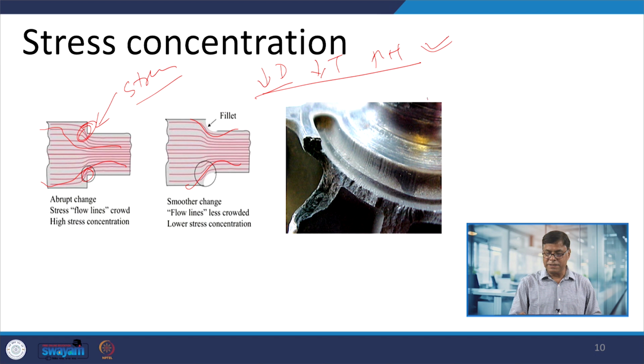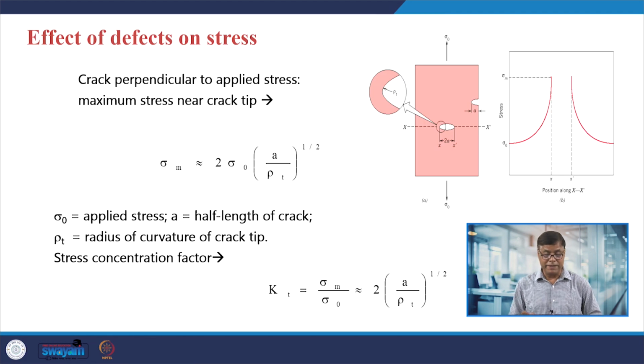That is a typical photograph of a sample which failed from this location, where the change in cross section was taking place. The geometry is such that at the bottom the fillet is sharp, and that promotes the fracture. So, this is the importance of the sharp change in cross section, or the stress concentration, and how it promotes the defect.